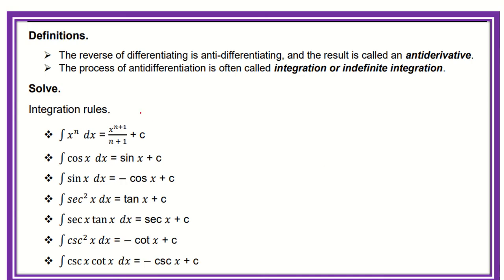For trigonometric functions, that's it, the integral of x to the n, we're here. The integral of cosine x is sine x, sine x is negative cosine x, secant squared is tan x, secant tan is secant x, cosecant squared is negative cot x, cosecant x cot x is negative cosecant x. Okay.